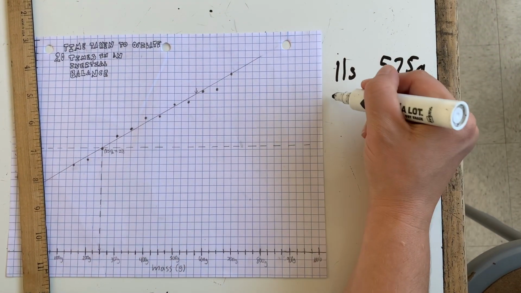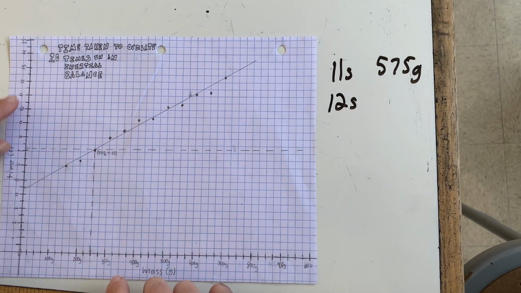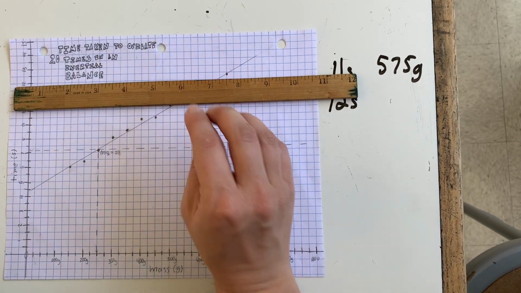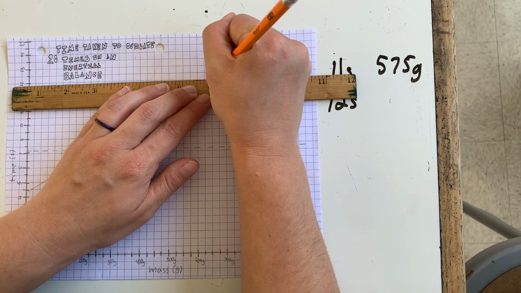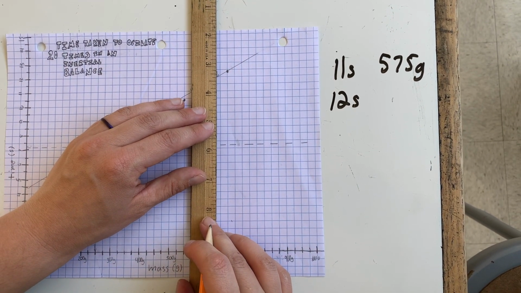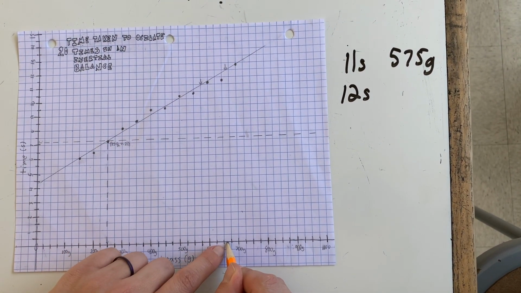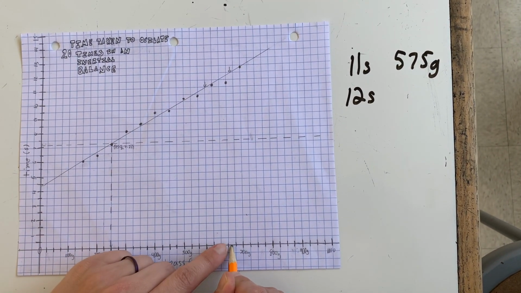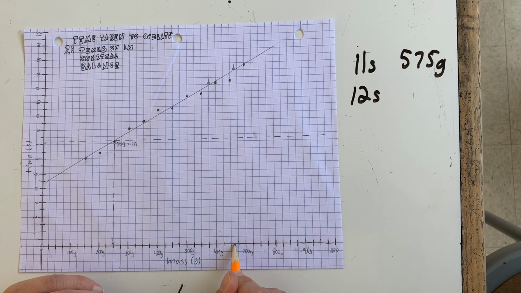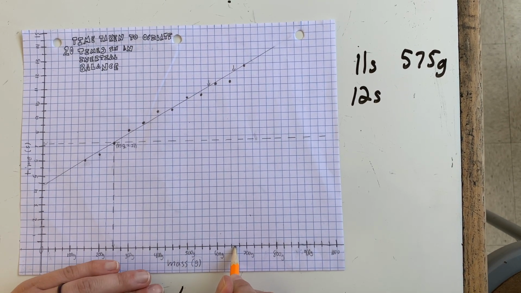Now, if I look at where we are at 12 seconds, I find 12 seconds here on my y-axis, I trace across, and that's right here. So right here is 12 seconds. Then I trace down from that point, and that's right here. That's 625, 650. It's about halfway between 650 and 675. So let's call that about 660 grams.